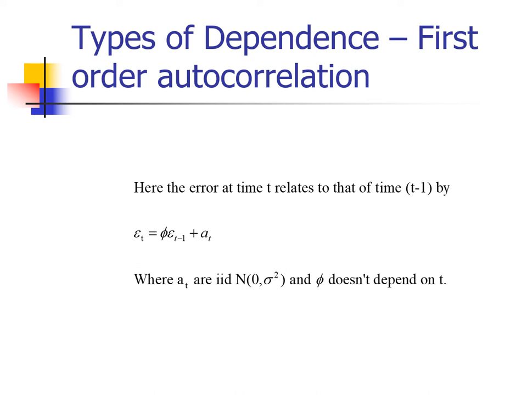Well, one way of modeling dependency is referred to as first order autocorrelation. In this situation, an error at time t relates to that at time t minus 1 through the following equation. We have this e sub t, and that's the Greek letter phi, so it's phi times e sub t minus 1, plus a little bit of noise. So the errors are not perfectly predicted by previous errors, but on average we have the previous error times phi with a little bit of noise. That noise is a sub t, and we do model that noise as being independent. The a sub t's we typically assume are independent, identically distributed, the usual 512 assumptions. We also typically think of that phi as being constant. That is, the phi does not depend on t.